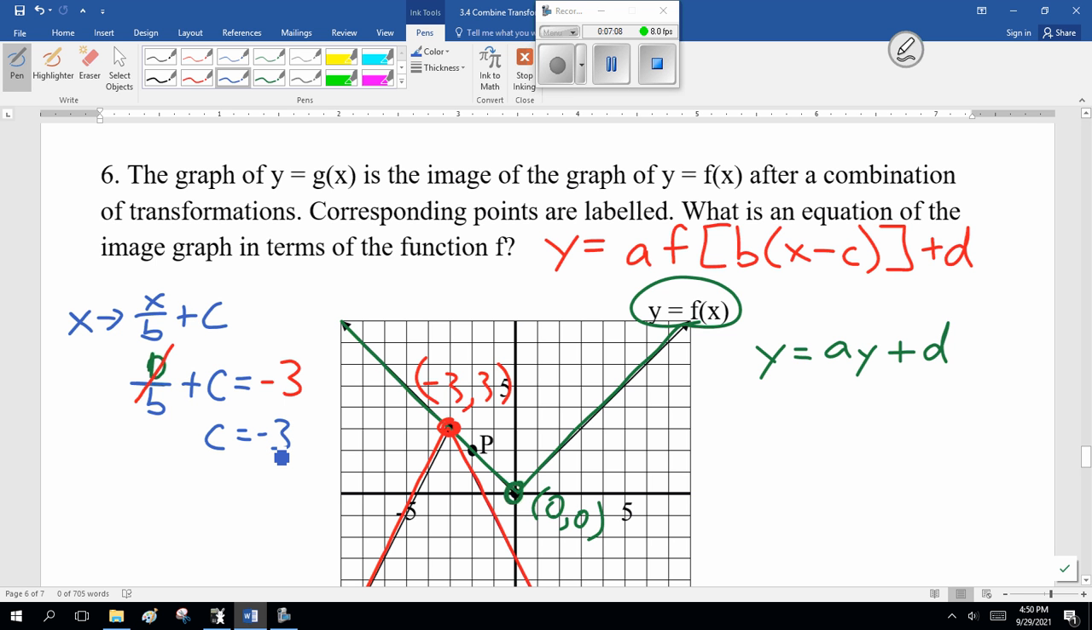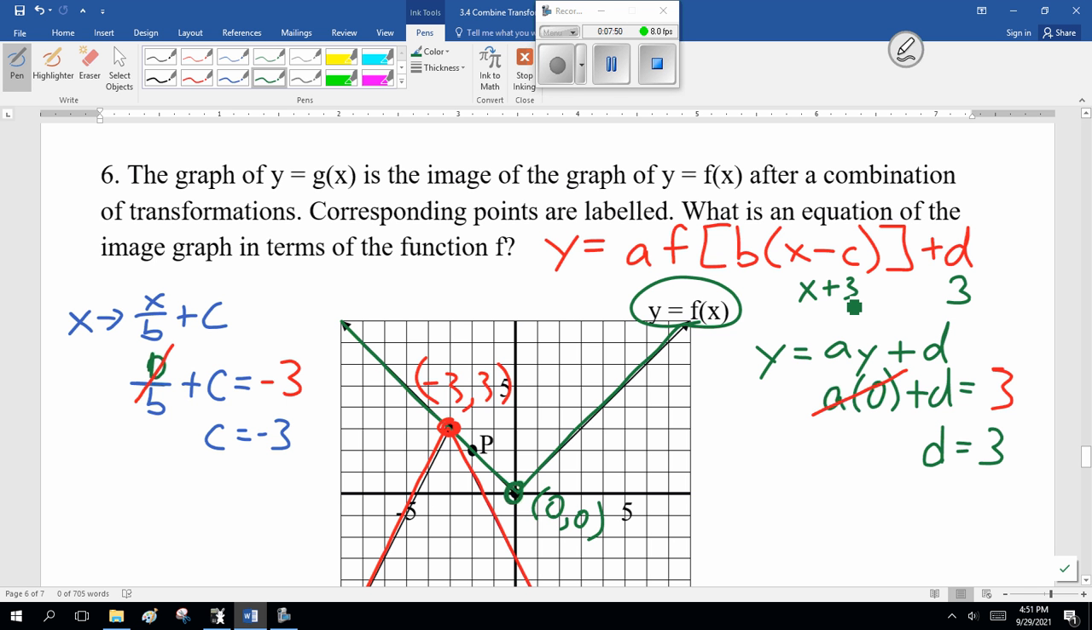Okay? And we do the exact same thing with our y value. A times 0 plus d equals our new y value of 3. A times 0 is 0. So d is 3. So whatever this equation is, it's 3 and x minus minus 3, so this will be x plus 3. All right?